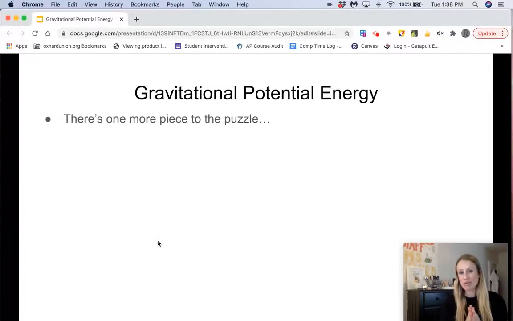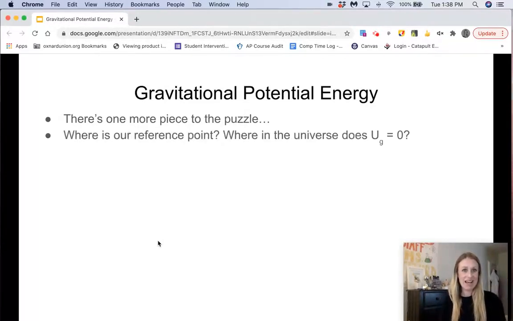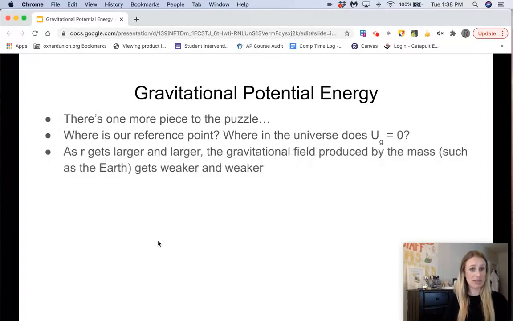Now there's one more piece of this puzzle, and this is the part where it gets kind of weird and a little confusing. So I'm going to try to take it step by step and really explain it as well as I can. We need a reference point, okay? In this case, our reference point needs to be where the potential energy equals zero. So where in the universe does gravitational potential energy equal zero?